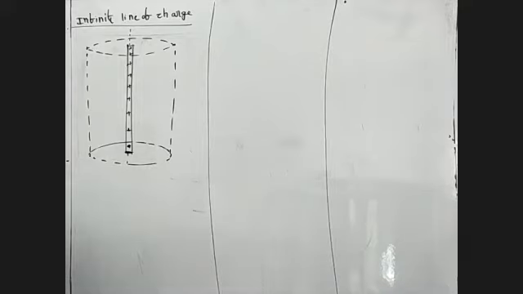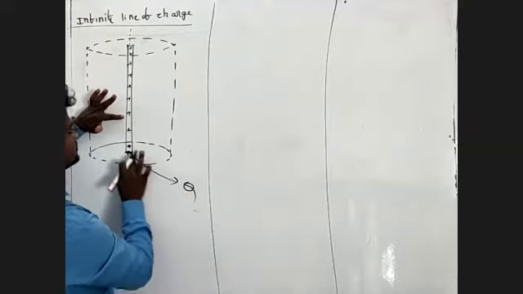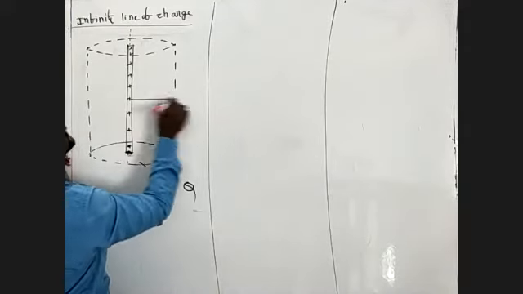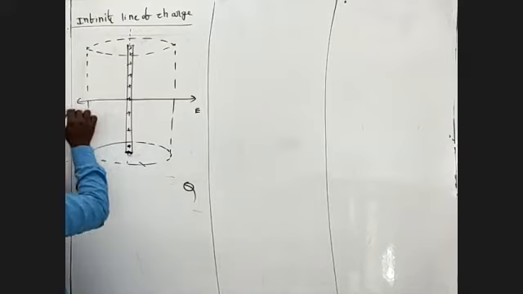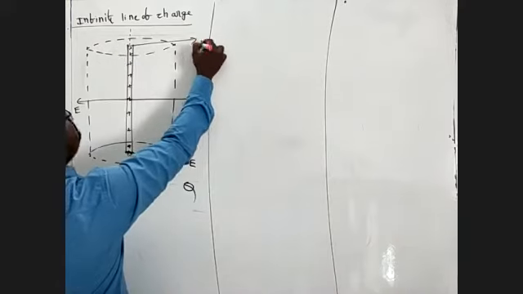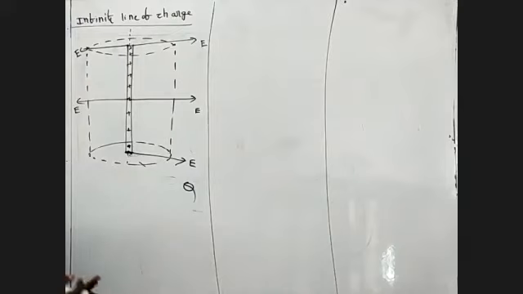Calculate the electric flux through the Gaussian surface. This is a wire having the total charge Q. This Q produces electric field lines. This is the direction of the electric field lines. The direction of the electric field is radially outward. This charge Q will emit the electric field radially outward.